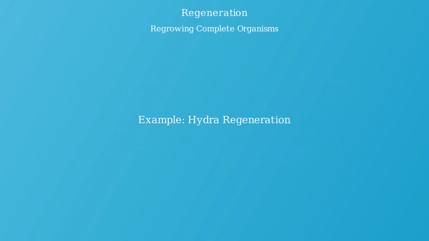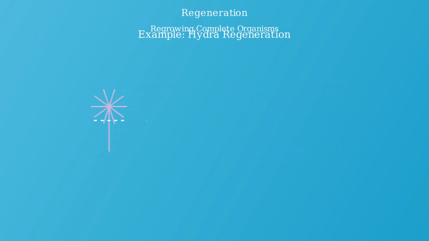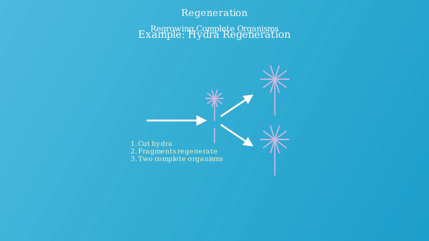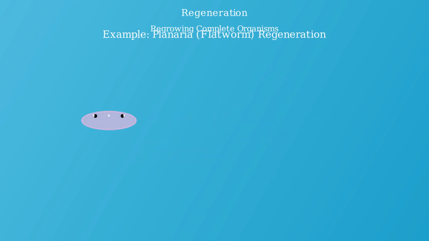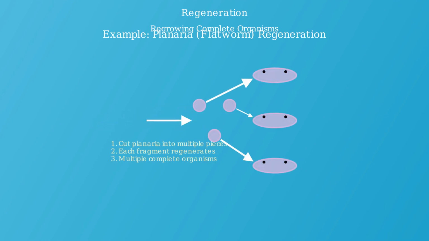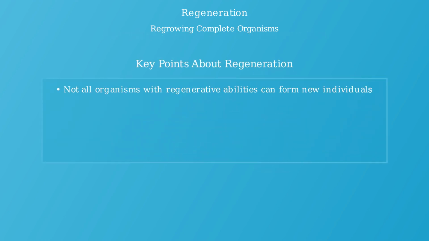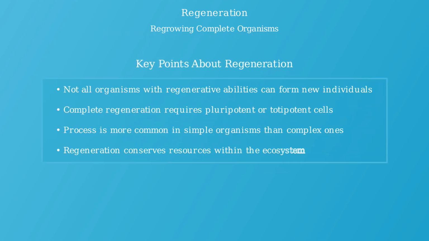The hydra exemplifies complete regeneration. When cut into pieces, each fragment can develop into a new, fully functional organism. Planaria, or flatworms, show even more impressive regeneration. They can be cut into multiple pieces, with each fragment developing into a complete new organism. While many organisms can regenerate parts, only some have the remarkable ability to produce entirely new individuals through regeneration.